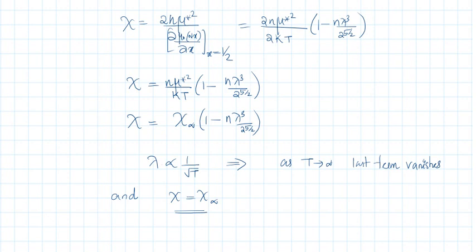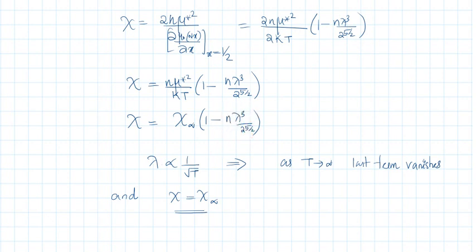Lambda is proportional to 1 by root T. It is the thermal de Broglie wavelength. So there in the denominator there will be a T. In the limit T tends to infinity, this term will vanish. You will exactly get chi is equal to chi infinity. For finite but large temperature, there is this term also.